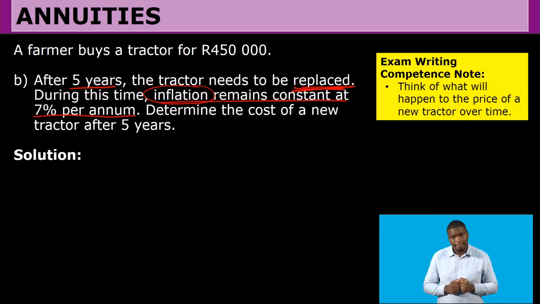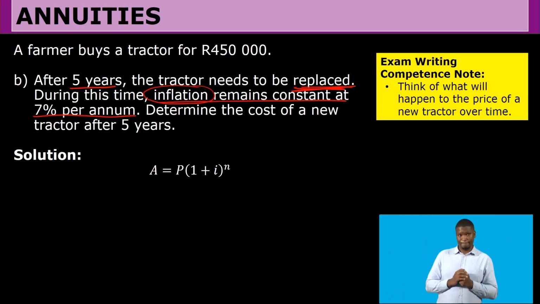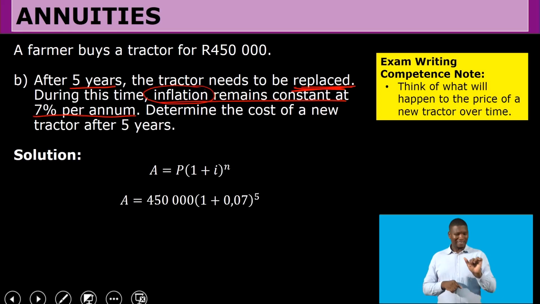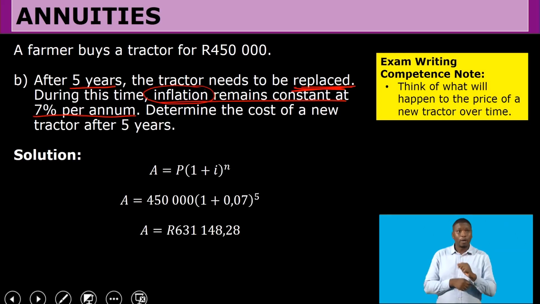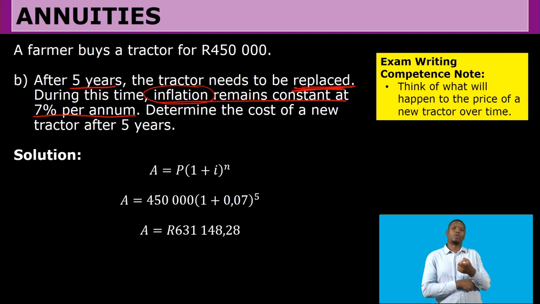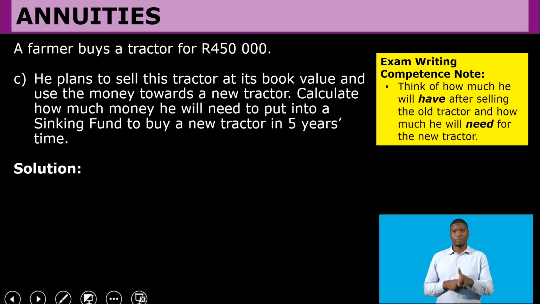So we are not told what type of interest is used here, so that means we are going to use the compound interest. So there we have the formula, and we are going to substitute. Remember, we are looking for a future value, so that means that we do not have A, but we do have the rest of the substitutions there. And that is going to give us an answer of 631,148 rands and 28 cents. Let's go over to the next sub-question here.